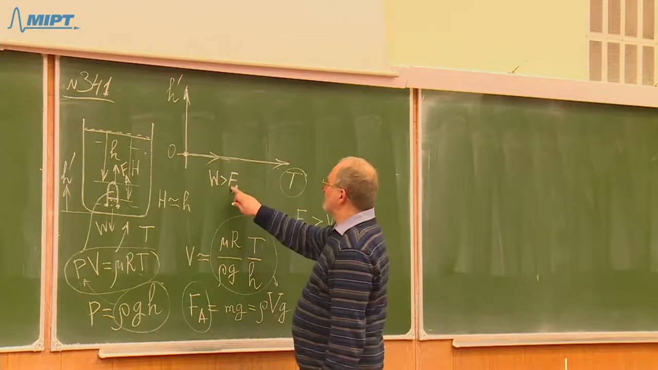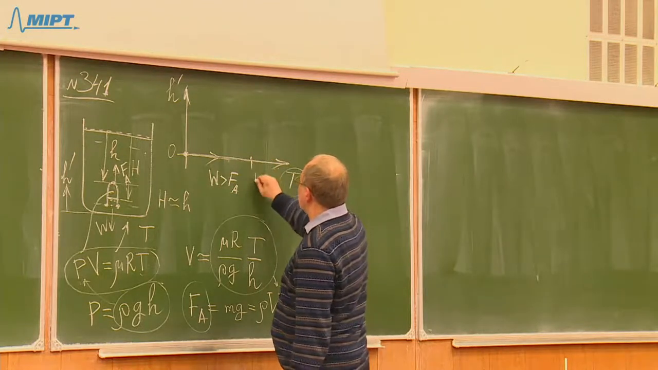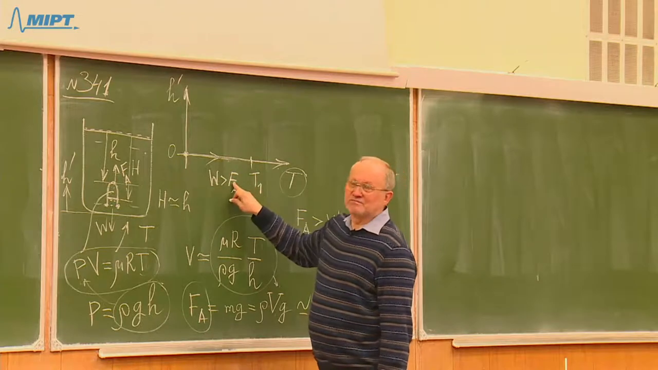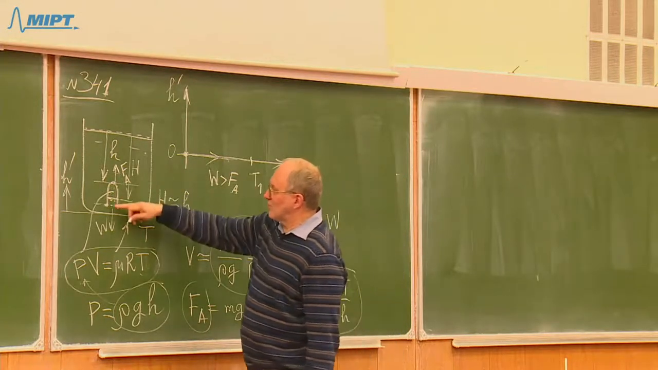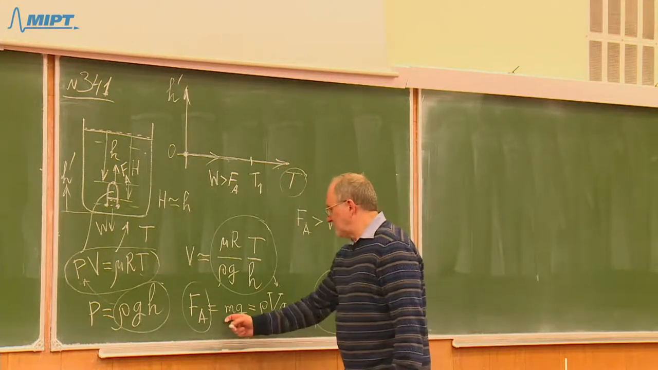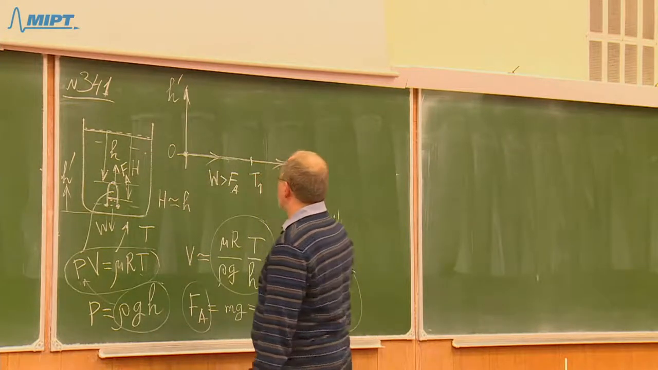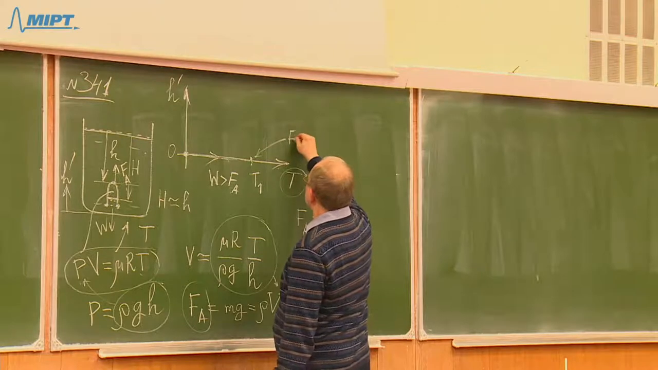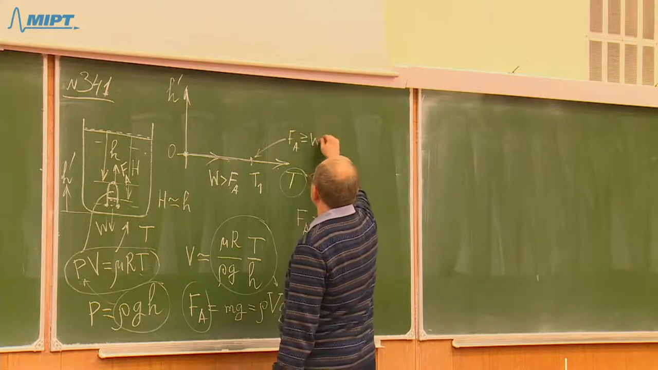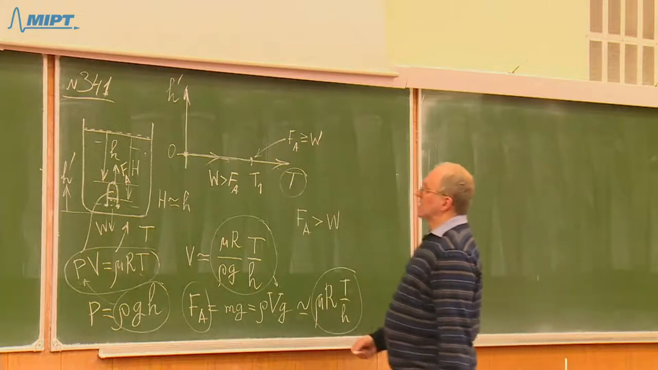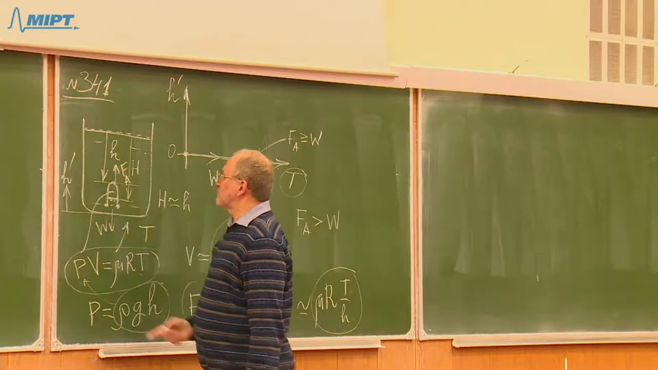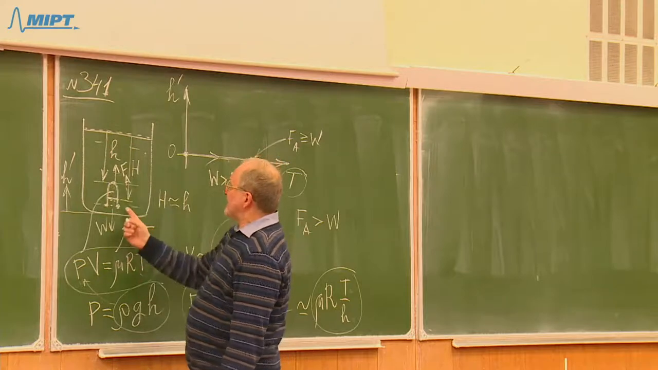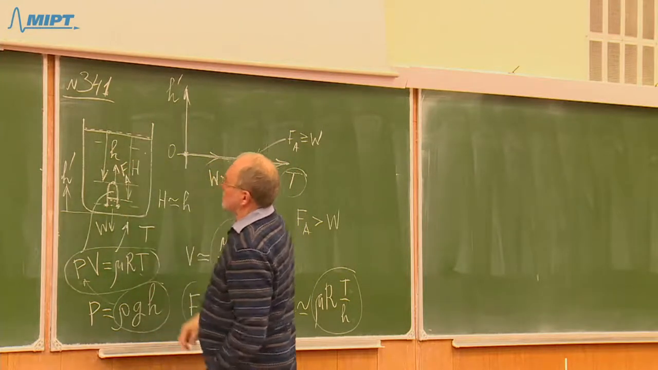And at some point, if the Archimedes force was smaller than the weight, then at some temperature T1, the Archimedes force will become equal to the weight and even a little bit larger. At some temperature, when the gas volume is large enough and a large amount of water is pushed out from this tube, the Archimedes force will become equal and even larger. So at this point, the force applied to the tube and directed upward will become larger than the weight of the tube directed downward. Therefore, the tube will go up. And as it goes up, the depth h will be smaller and smaller.